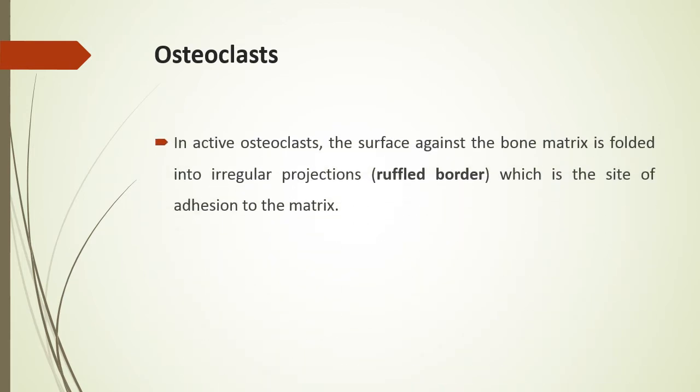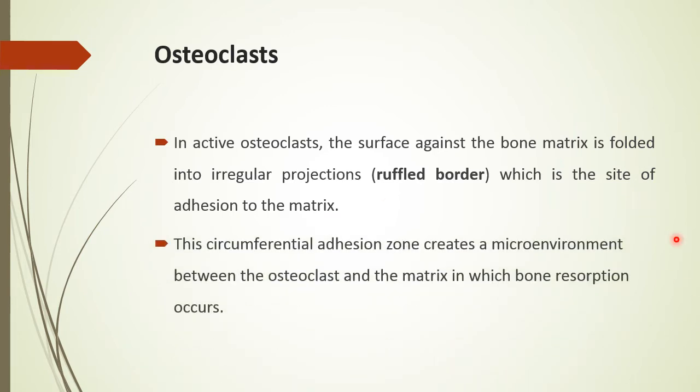In an active osteoclast, the surface against the bone matrix is folded. The surface facing the bone matrix is folded into irregular projections, called the ruffled border. The ruffled border is the site of adhesion to the matrix. Okay, and this region of adhesion, this circumferential adhesion zone, creates a microenvironment between the osteoclast and the matrix in which bone resorption occurs.